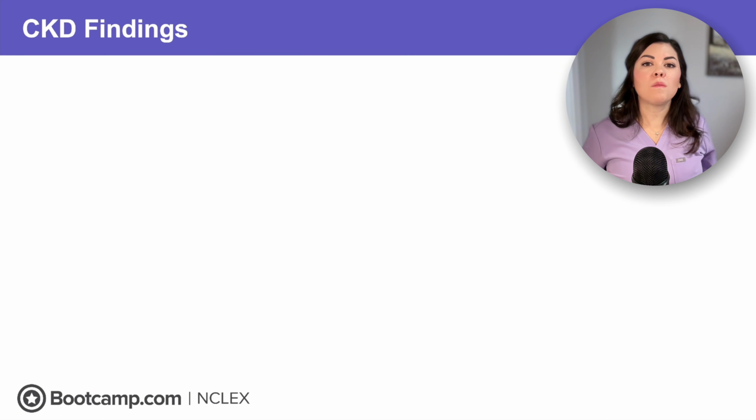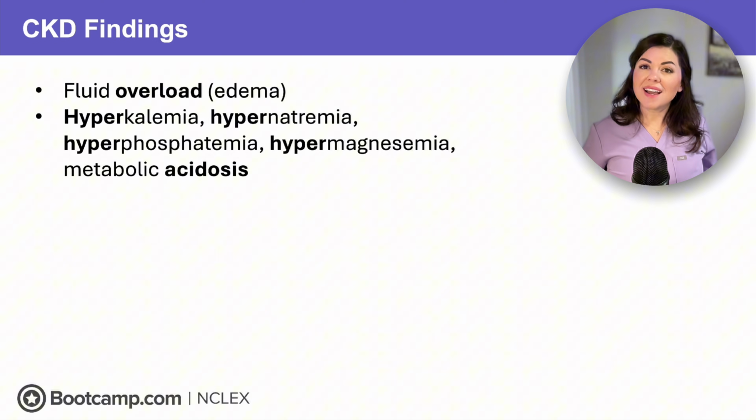So CKD affects almost every system due to fluid and electrolyte retention. First, urine output drops, leading to fluid overload. Next, the kidneys can't excrete electrolytes or acids, so they build up. So we will see elevated electrolyte levels and metabolic acidosis.